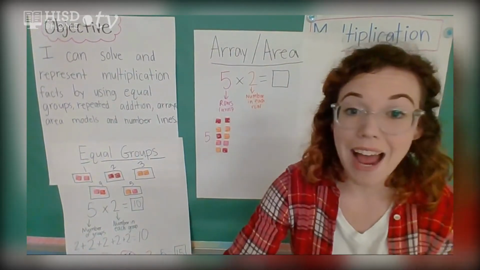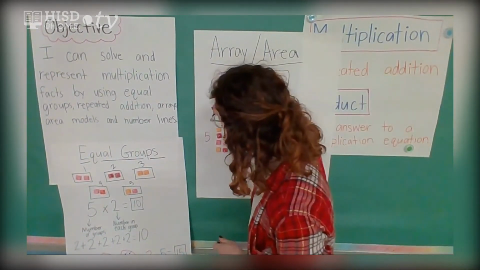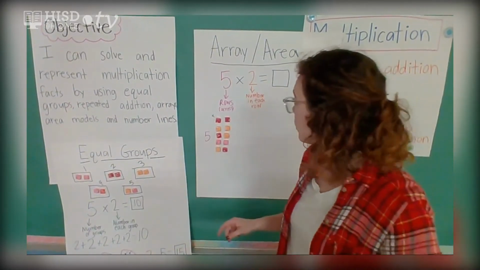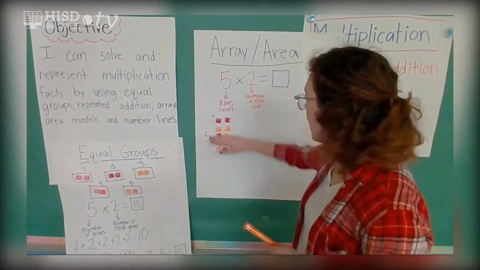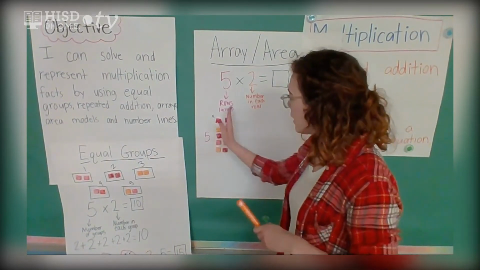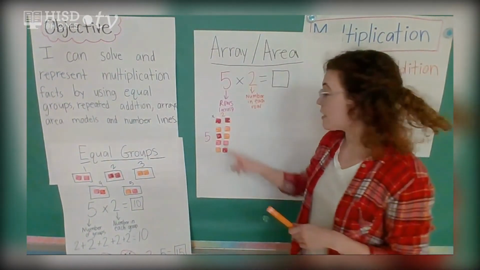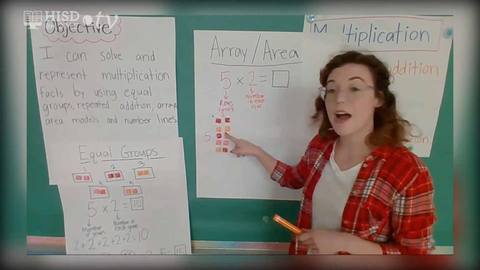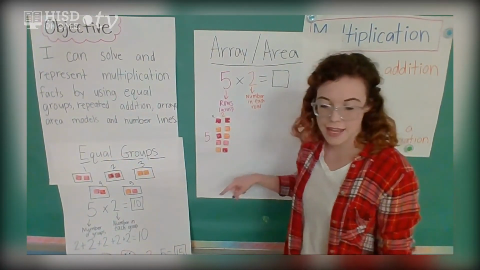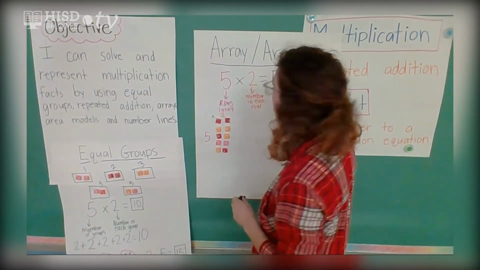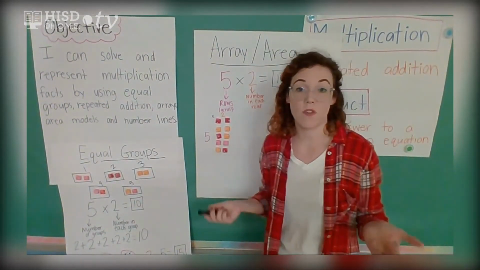5 rows times, I like to do a little X at this corner. How much is in each row? 1, 2. And look, they all have 2 and 5. And now I can count them: 1, 2, 3, 4, 5, 6, 7, 8, 9, 10. And a lot of times we do dots or X's for this part.